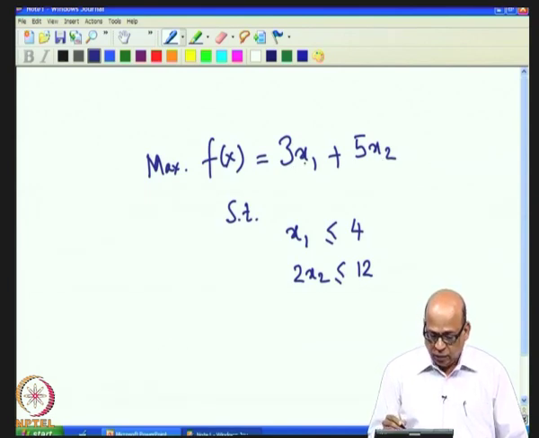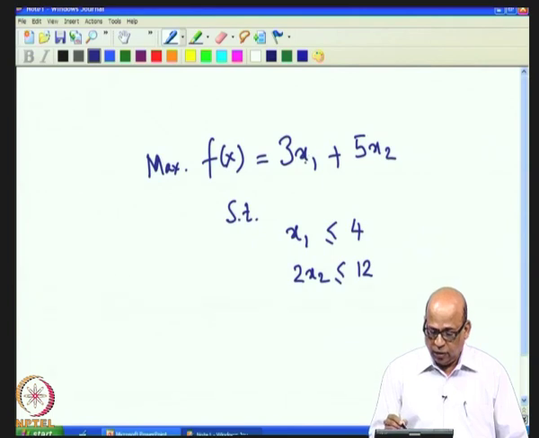So, as I increase the value of x1, my function value increases. So, I would like to have as high a value for x1 as possible. Similarly, because of this positive sign here, as I increase the value of x2, this term increases and therefore, the function value increases. So, I would like to have in this problem as high a value of x2 as possible.